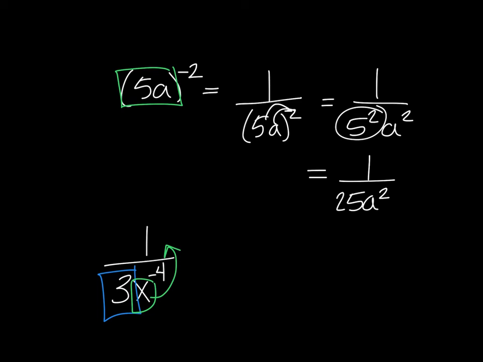So basically you're just moving worlds. If it's in the top world, you move it to the bottom. If it's in the bottom world, you move it to the top. So the 3 stays where it was. The x is now on top, and the exponent becomes positive. And so this would be my answer.